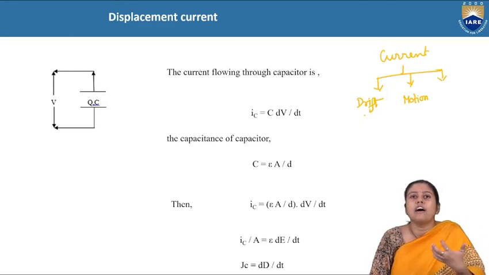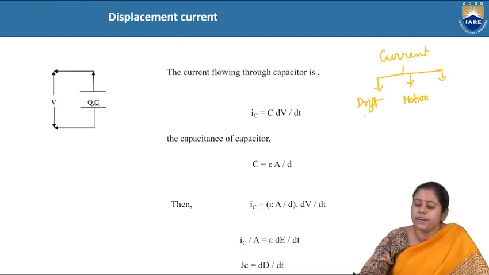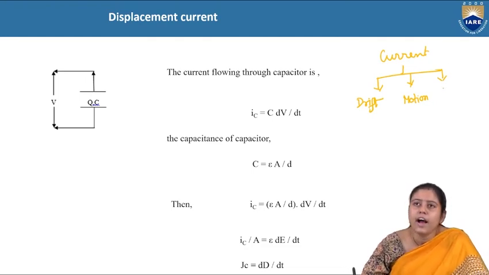If there is a flow of electrons, the current will flow in the opposite direction. And what is the other one? The last one is known as the displacement current.